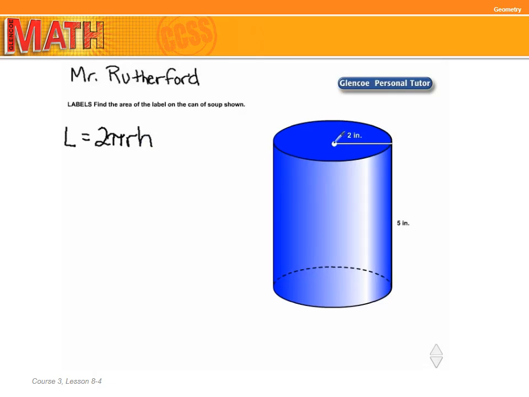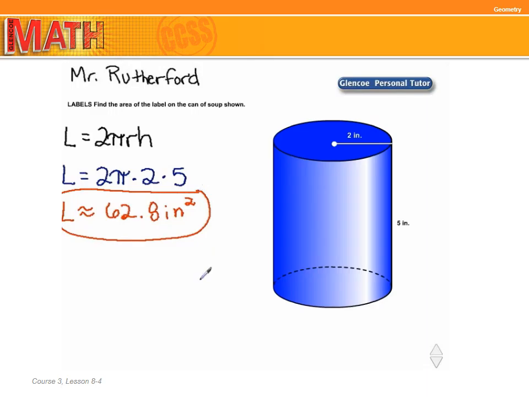So we need to substitute our value of 2 inches for the radius and 5 inches for the height. So we have our lateral surface area is equal to 2 pi times r, which is 2, times h, which is 5. Now if we simplify this on our calculator, we'll get L is approximately equal to, because we're going to have to round because of the pi, 62.8 square inches. So now you've learned to find the lateral surface area of a cylinder.